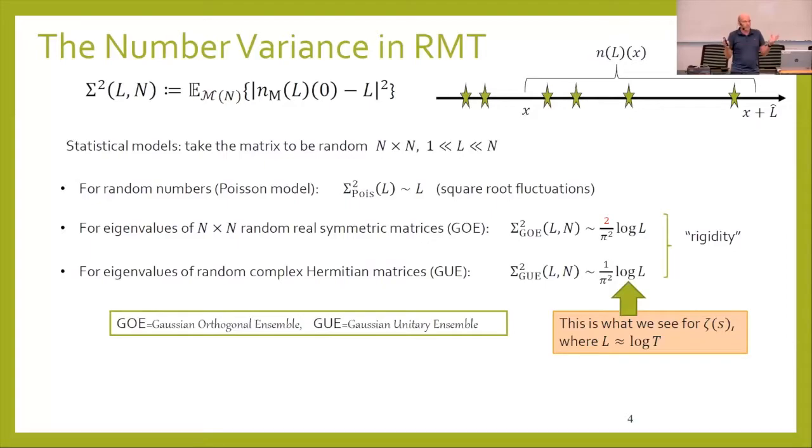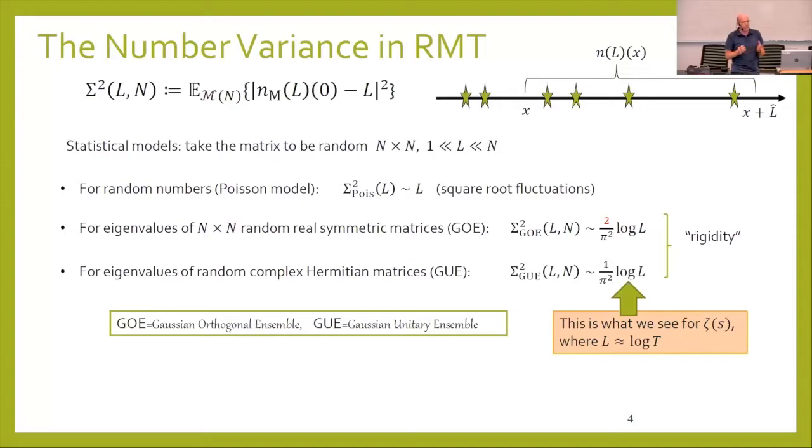The easiest thing is you just think of the matrix as a diagonal matrix where the entries are independent. That just means you take random numbers on the real line with a certain distribution, let's say uniformly distributed between 0 and T, and play this game. And then, as is well known, the fluctuations are going to be of square root type. So the variance will grow like L, L being the number of expected zeros. So very large fluctuations.